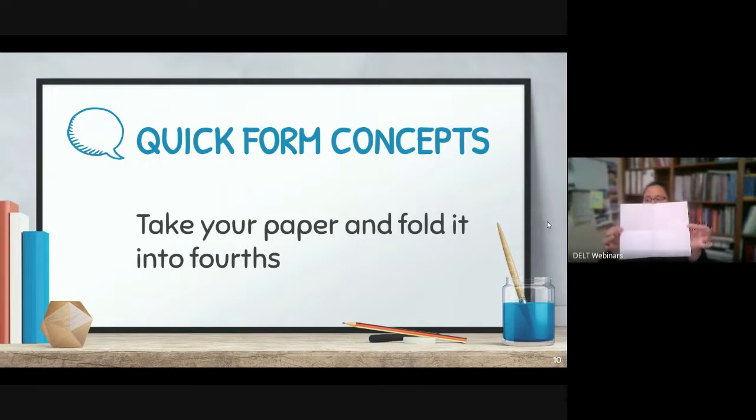So you should have 4 columns or 4 boxes. 1, 2, 3, 4. Okay. Now in this box, you're going to write connection. In the next box, you're going to write concept. And in the third box, you're going to write concrete practice. And the last one is going to be conclusion.